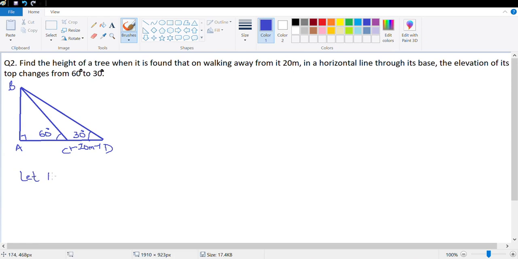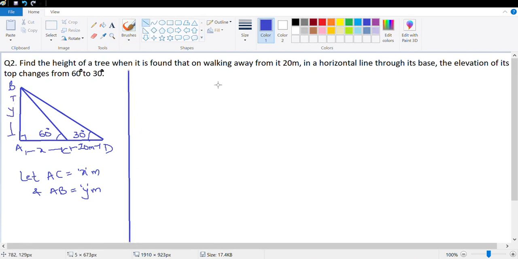Okay, so let AC is equal to X meter and AB is equal to Y meter. So this is X and the height that we need to calculate is Y. Perfect. So now we have two triangles. Let's see if we can apply trigonometry and calculate some ratios. So let's look at it. So in right triangle ABC, that the smaller triangle first, I have tan 60 degree is equal to AB upon AC.